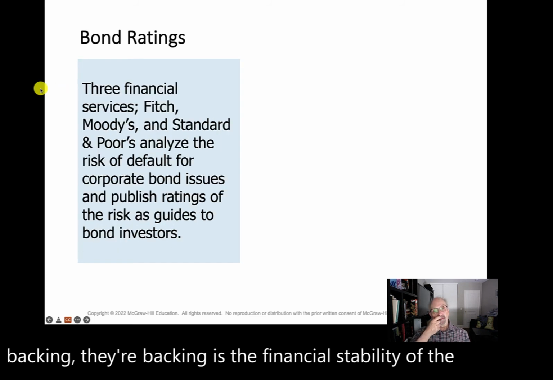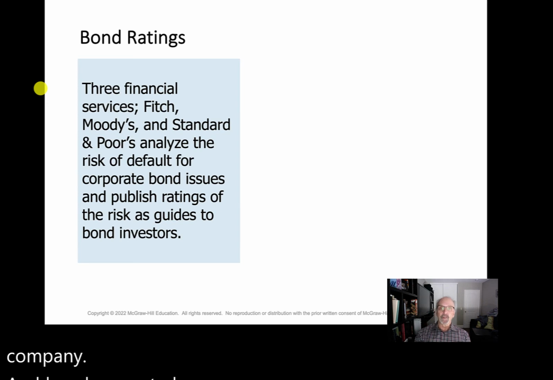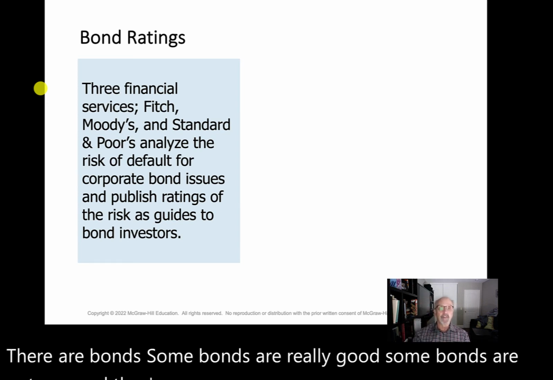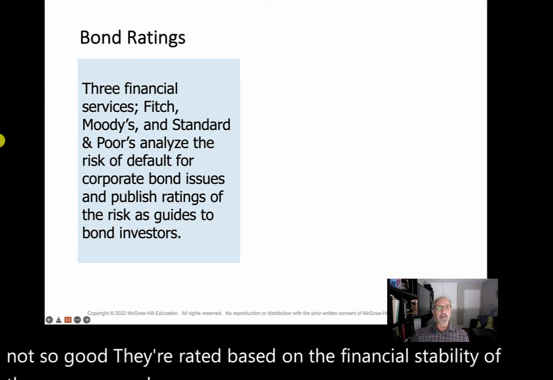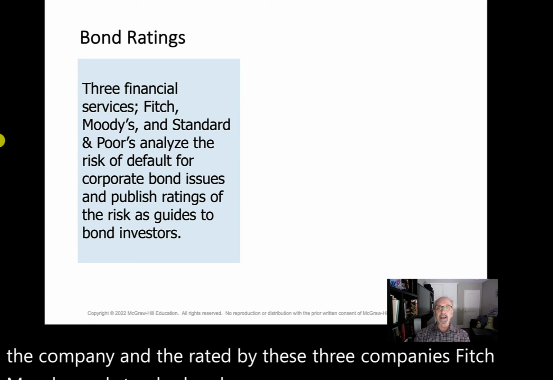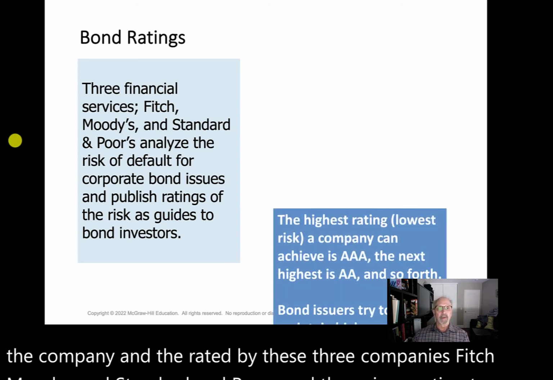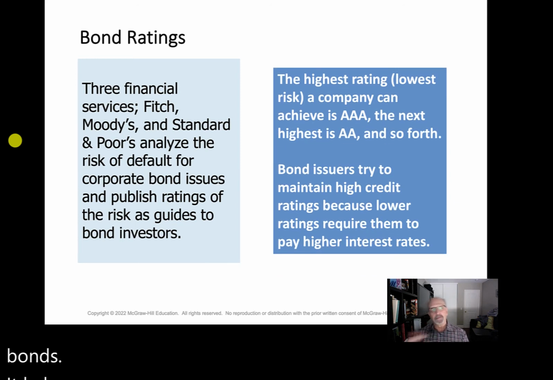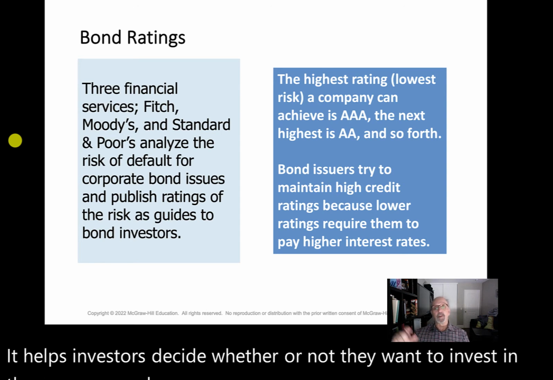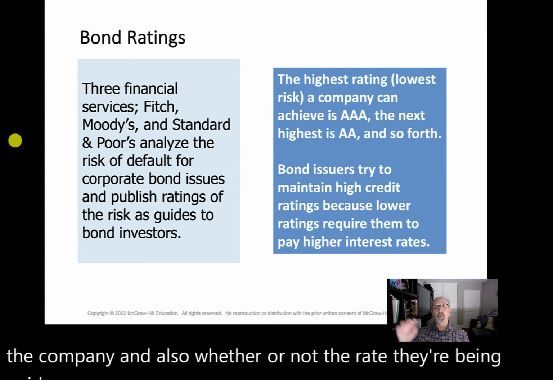And bonds are rated. Some bonds are really good, some bonds are not so good. They're rated based on the financial stability of the company. And they're rated by these three companies, Fitch, Moody's, and Standard & Poor's. And they give a rating to the bonds. It helps investors decide whether or not they want to invest in the company, and also whether or not the rate they're being paid is a complement to the risk that they're taking in loaning the money.